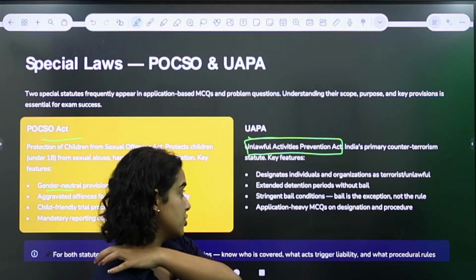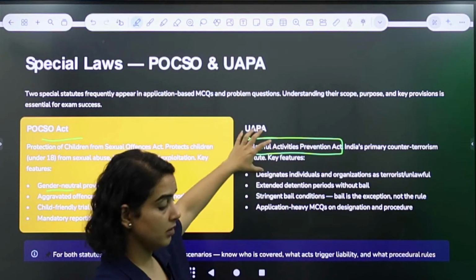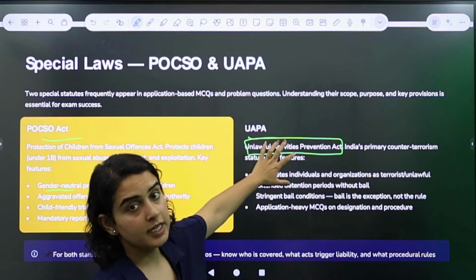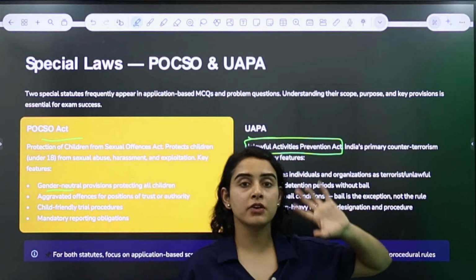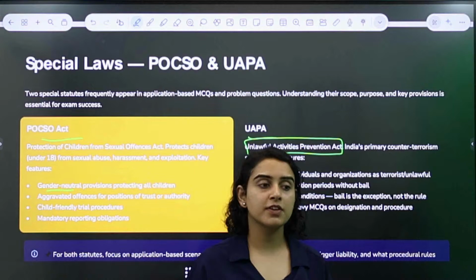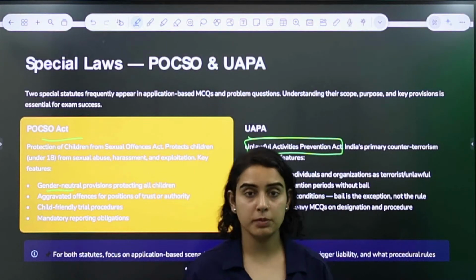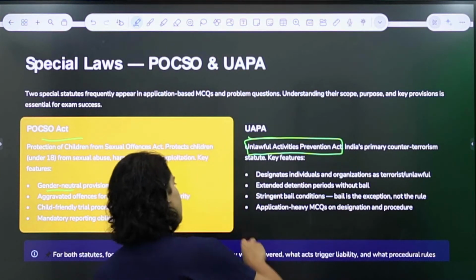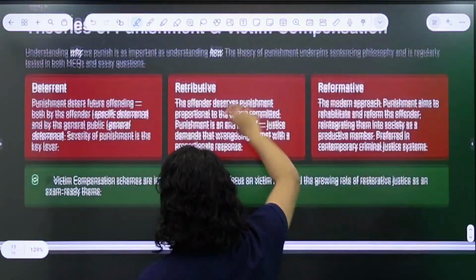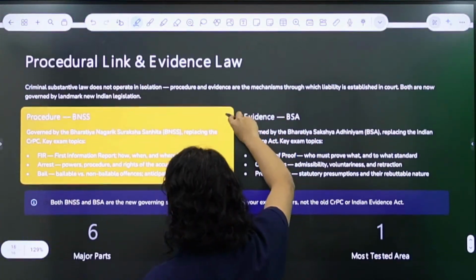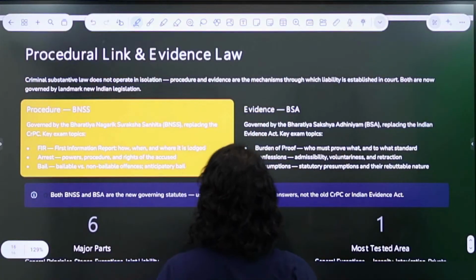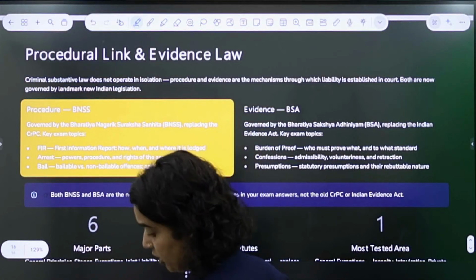This is the legislation for anti-terrorism laws, right? And again, the punishments are really high, and it's very, very difficult to get bail under the UAPA Act. Sometimes we get questions around the same. Theories of punishment we can avoid. And then we have some other laws, which are the procedural laws.